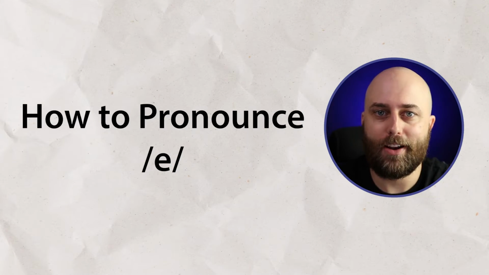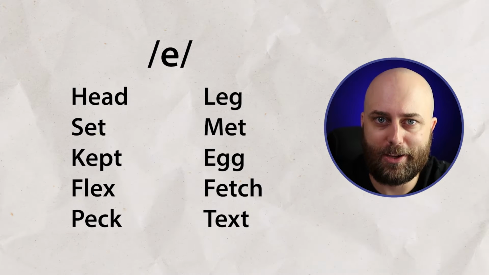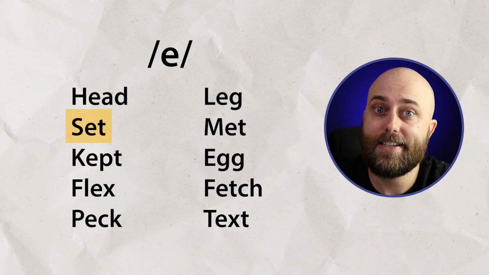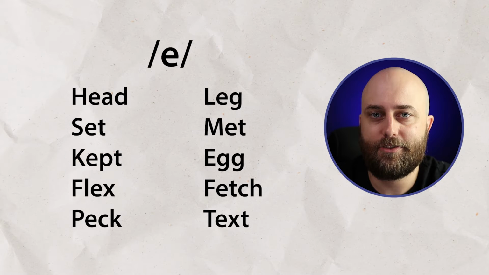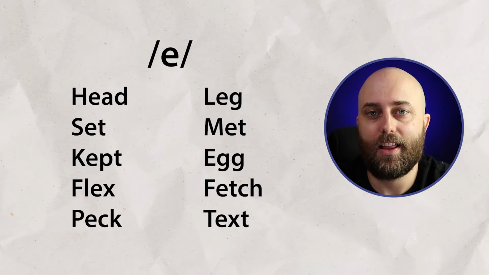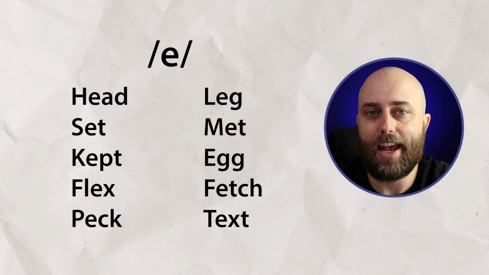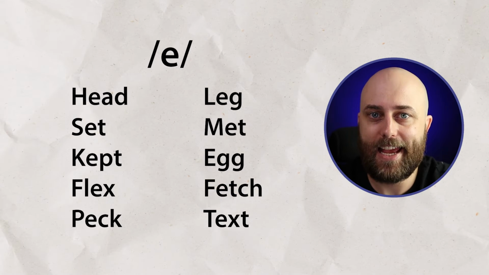All right, part 1, how to pronounce eh. I'm going to say a list of words here, listen and repeat after me. Eh. Head. Set. Kept. Flex. Peck. Leg. Met. Egg. Fetch. Text. Interestingly, the eh vowel sound in English is always followed by a consonant sound.